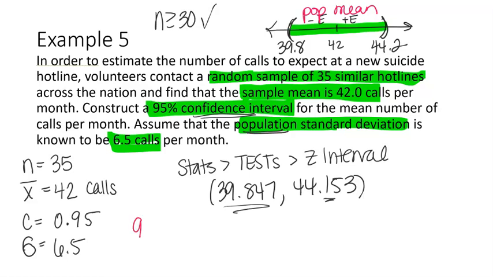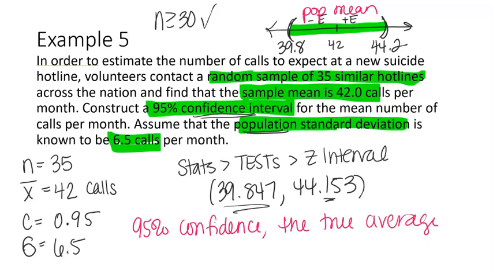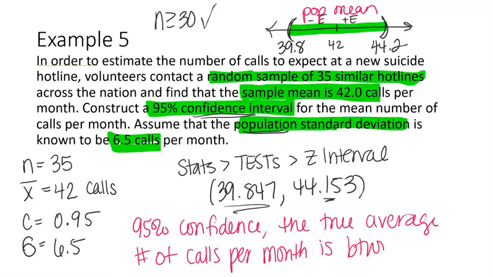So I would say that with 95% confidence, the true average number of calls per month is between 39.8 and 44.2.